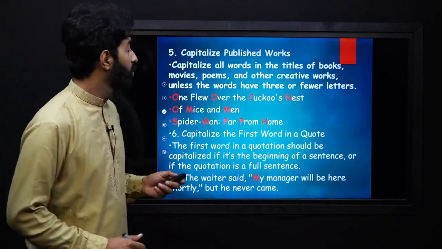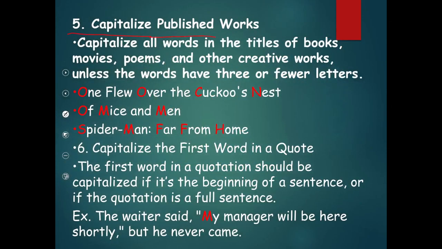So rule number 5 will be capitalize published works. For example, capitalize all words in the titles of books, movies, poems and other creative works unless the words have 3 or fewer letters. For example, in this written work, which is also a film, One Flew Over the Cuckoo's Nest, we capitalized most of these letters. Also of this short novel's title, we capitalized it, and we also capitalized some important letters of the title.